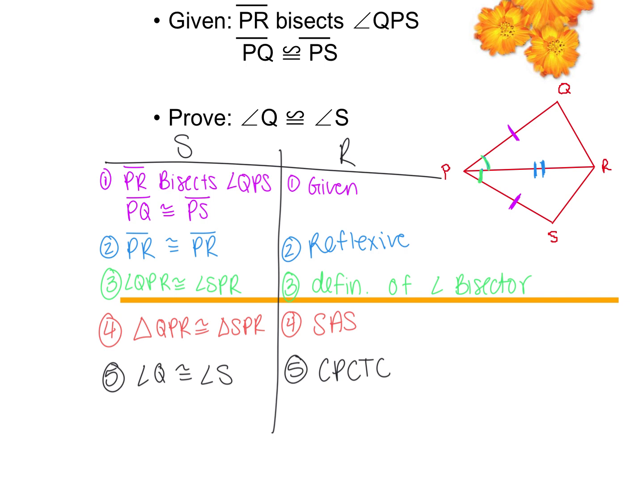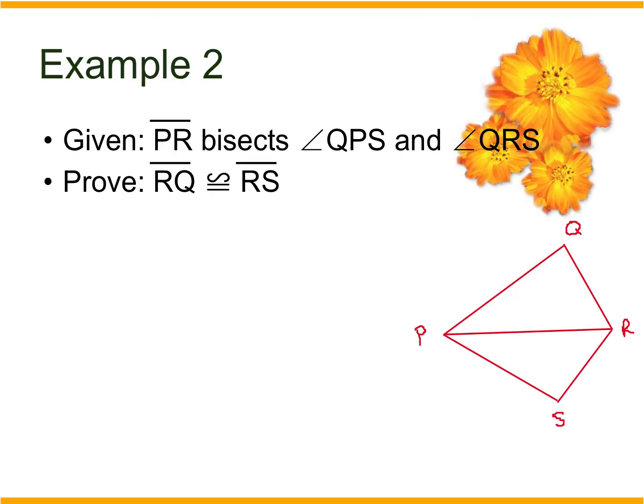So you really have to try and follow these. Do we kind of understand at least up to 4? So we wrote what's given, we labeled what was reflexive, we labeled definition of bisector because we know our angles are congruent. Then I told you which congruency statement I'm using. And because my triangles are congruent, that means my angles will also be congruent. So definitely study it and understand it. Do we have any questions on this one? No. Okay, let's go ahead and go to number 2.